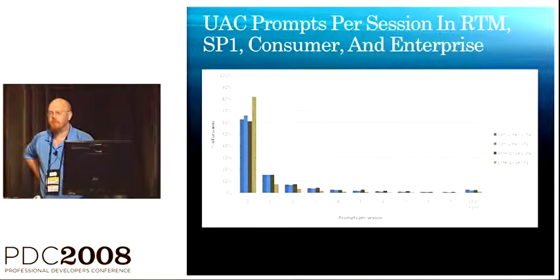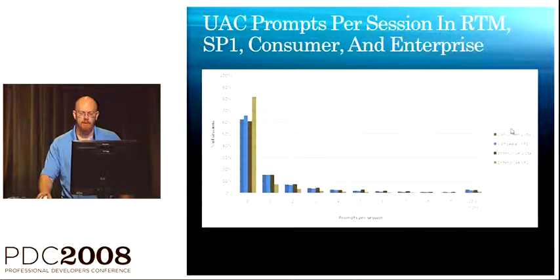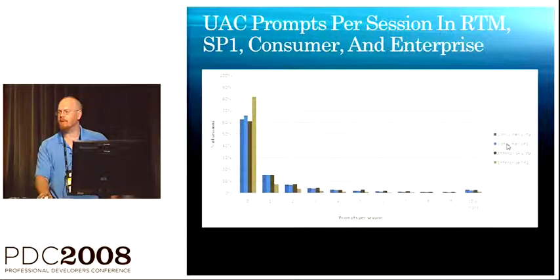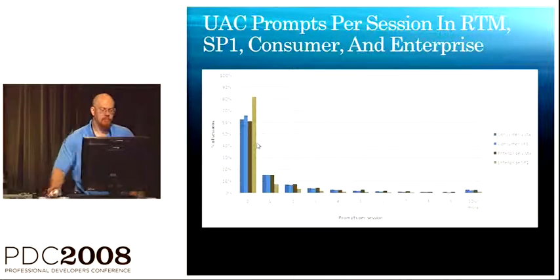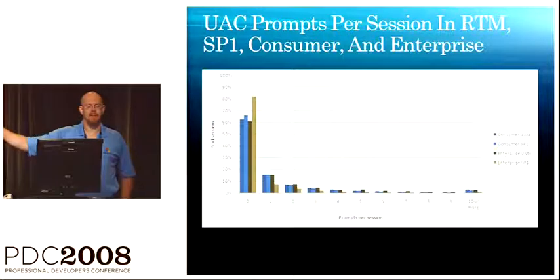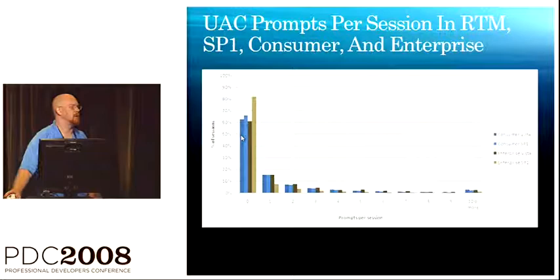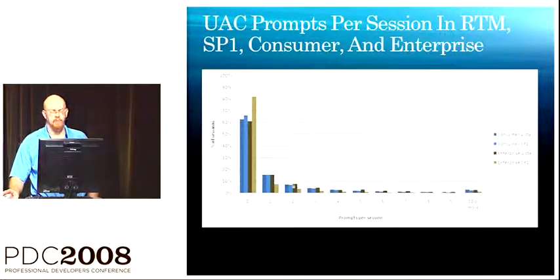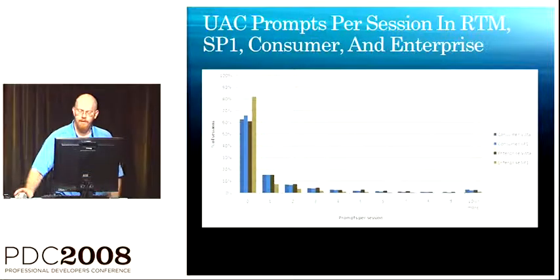This is prompts per session across a bunch of different platforms. If you can't read the fine print, there's Consumer Vista, Consumer SP1, Enterprise Vista, and Enterprise SP1. The important thing is that the zero case, 0 prompts per session, is the good one. We want lots there, the majority all the time. So there's a big lump here in 0 prompts per session, and then a long tail of 1 or 2 and really wee out here at 9. And this hump of 10 or more means there are pathological cases in the data.